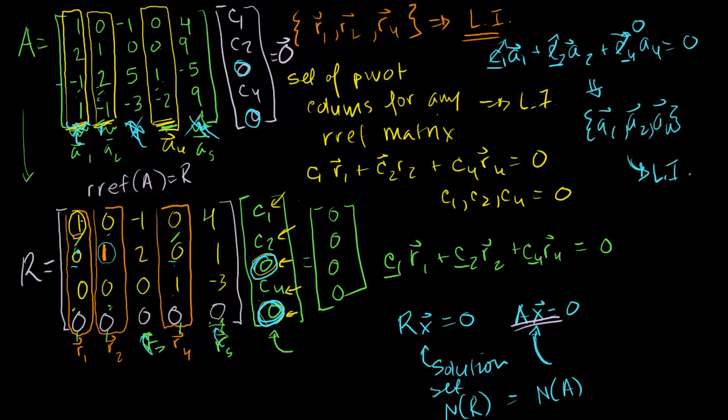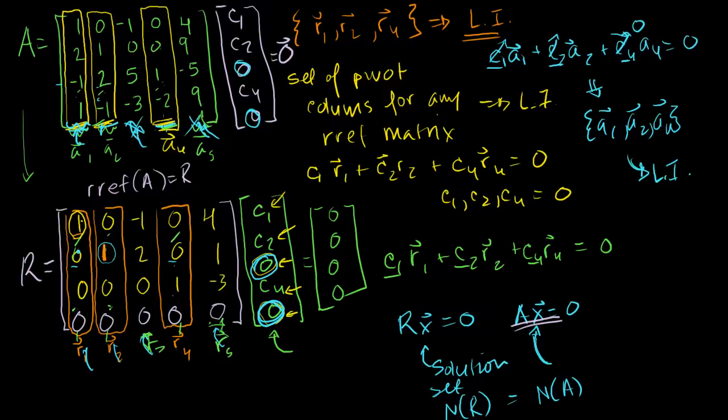So we're halfway there. We've shown that, look, because the pivot columns here are linearly independent, and they have the same solution set, the null space of the reduced row echelon form is the same as the null space of our original matrix. We were able to show that the only solution to C1 times this plus C2 times this plus C4 times this is when all the constants are 0, which shows that these three vectors, or a set of those three vectors, are definitely linearly independent.